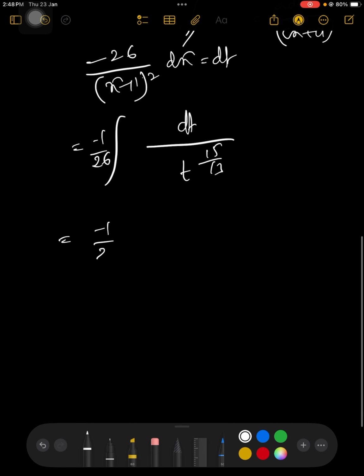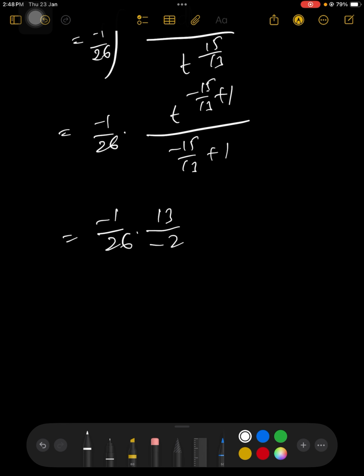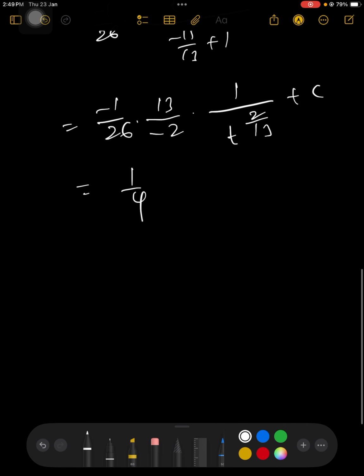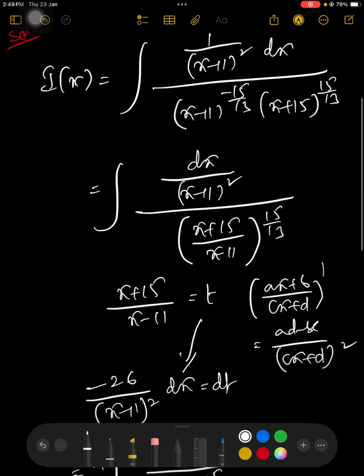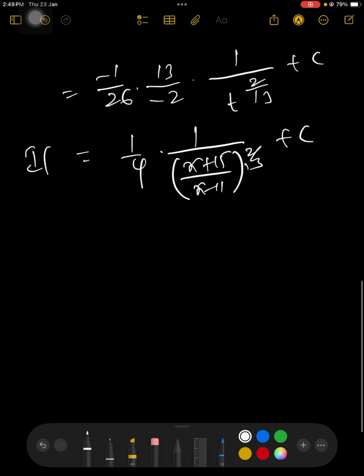Now if we do the integration: −1/26 t power −15/13 plus 1, divided by −15/13 plus 1. Right. Now it is −1/26 into 13 by −2 into 1 by t power 2/13 plus c. Now it is 1/4 into 1 by ((x + 15)/(x − 11)) whole power 2/13 plus c. This is what we can say is I of x.